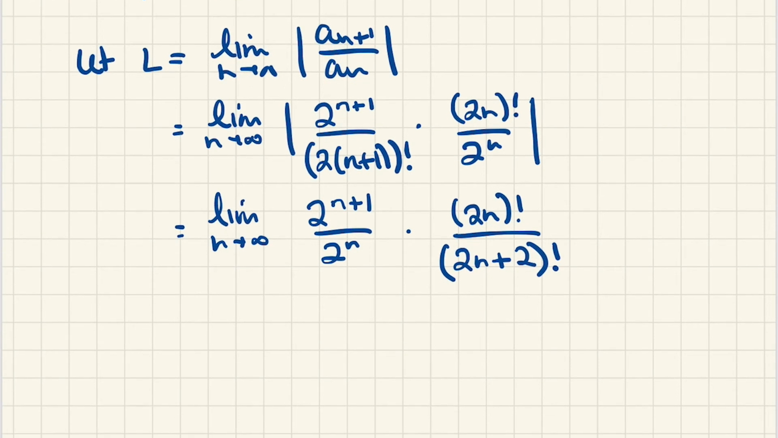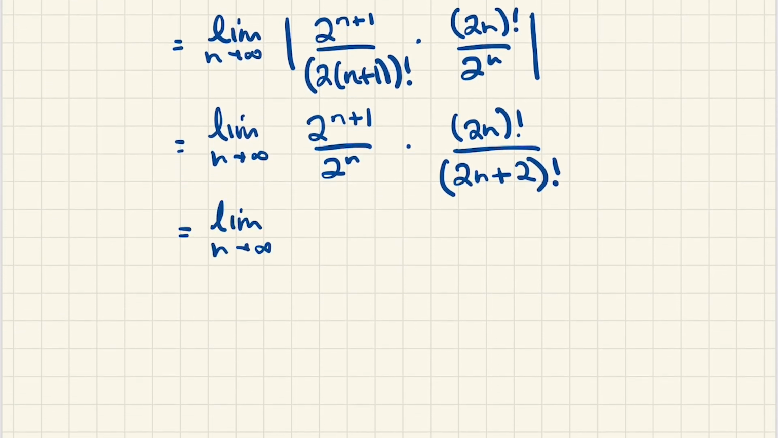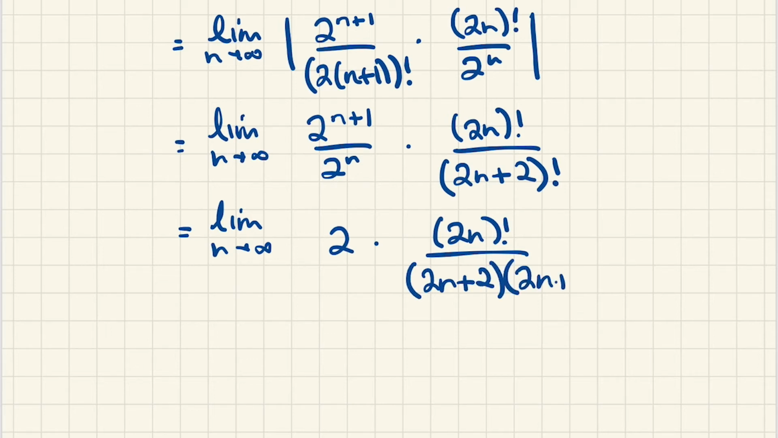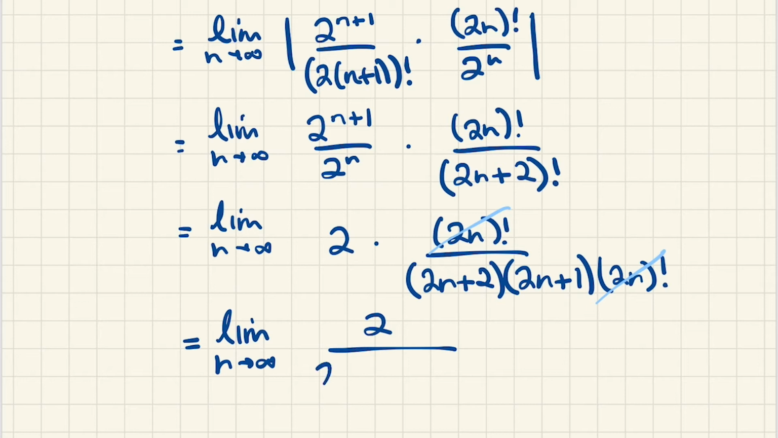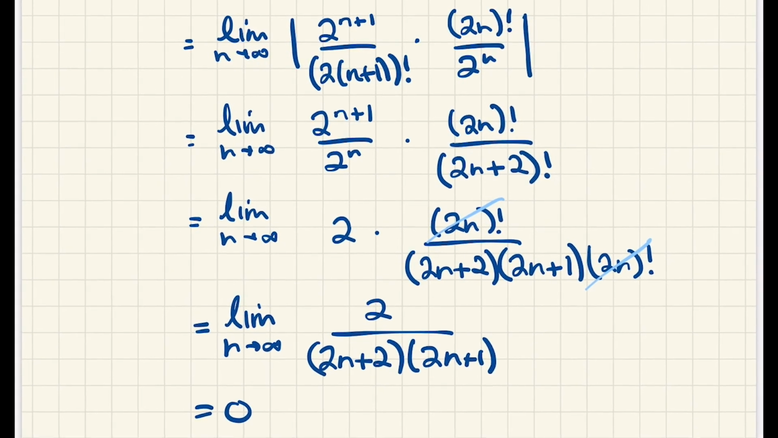Distributing the 2 goes 2n plus 2 down there. So 2 to the n plus 1 over 2 to the n is just 2. And over here, to resolve the factorial battle, we need to begin to unwrap whatever the larger one is. That would be the bottom one. 2n plus 2. 1 less than that is 2n plus 1. 1 less than that is 2n factorial. Great. There's our cancellation. So what do we have? We have 2 over 2n plus 2, 2n plus 1. This limit is going to evaluate to 0.